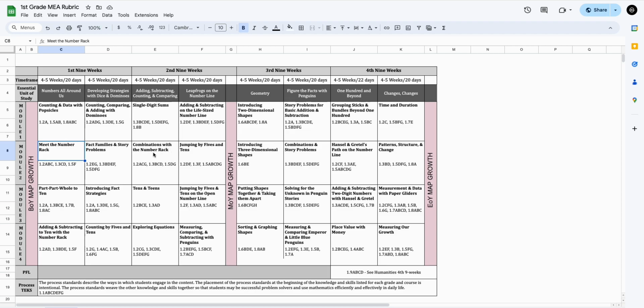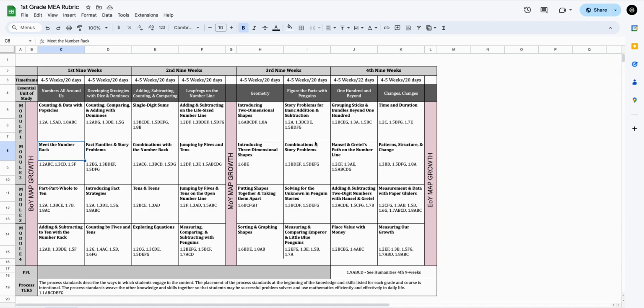Then we still get the number rack over here. Tens and teens are here, so we'll start adding double digits and how to do that. Then we start doing the equations like plus equals. What's the correct equation to do what? And then after that, we get some adding, subtracting, some word problems, measuring, and we use some more fun activities to understand this way better.